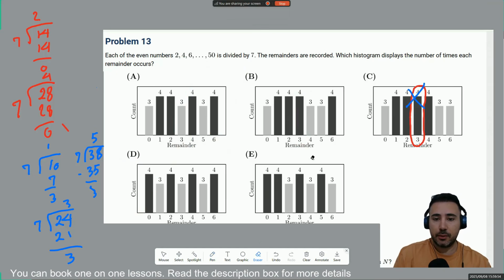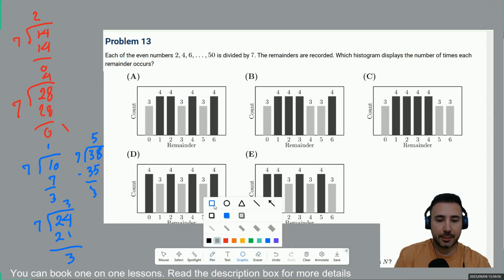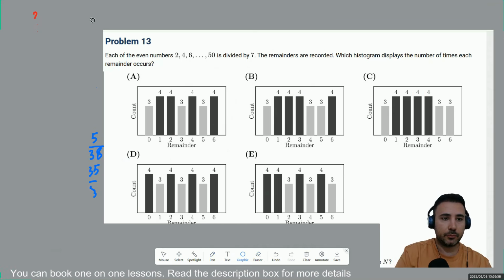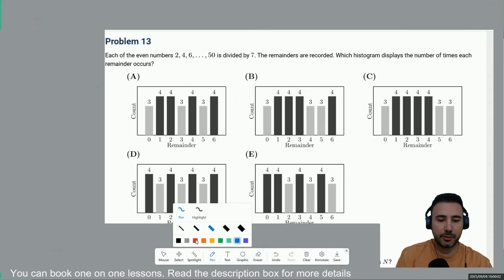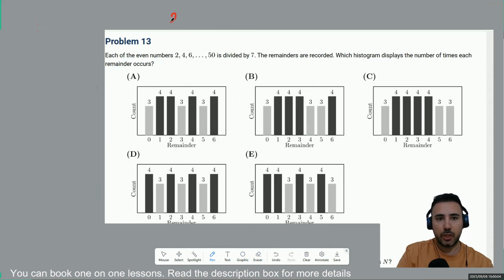So now let's do the second approach. The second approach is also not very difficult. Let's just write the numbers. So 2, 4, 6, let's just write them here. 8, 10, 12, we need to have a lot of them here. 14, 16, 18, and all the way to 50.